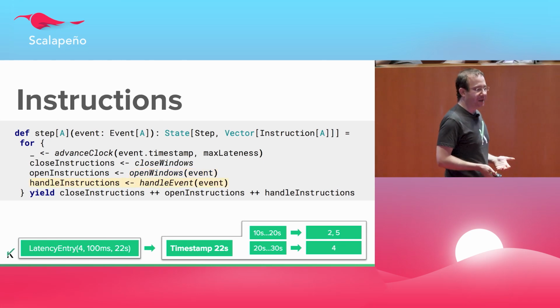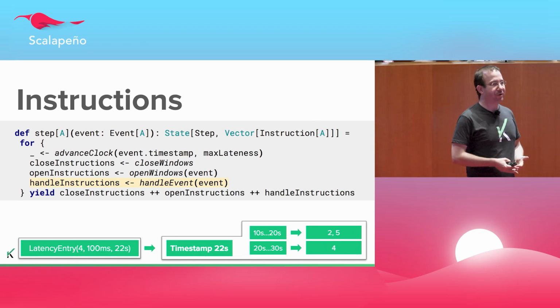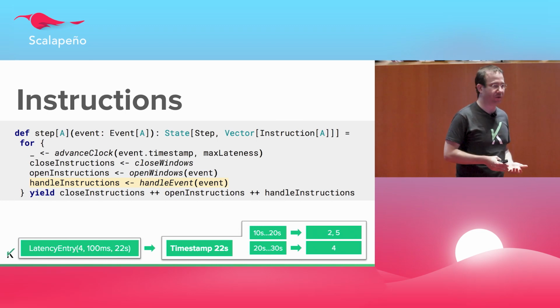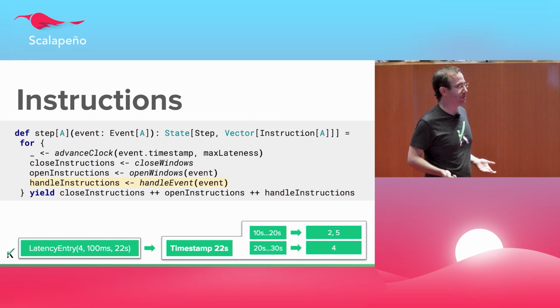So now, so far we haven't really done anything. We've basically done bookkeeping. We've updated the timestamp, we've closed some windows, we've opened some windows, but no stream processing actually occurred. There was no logic.